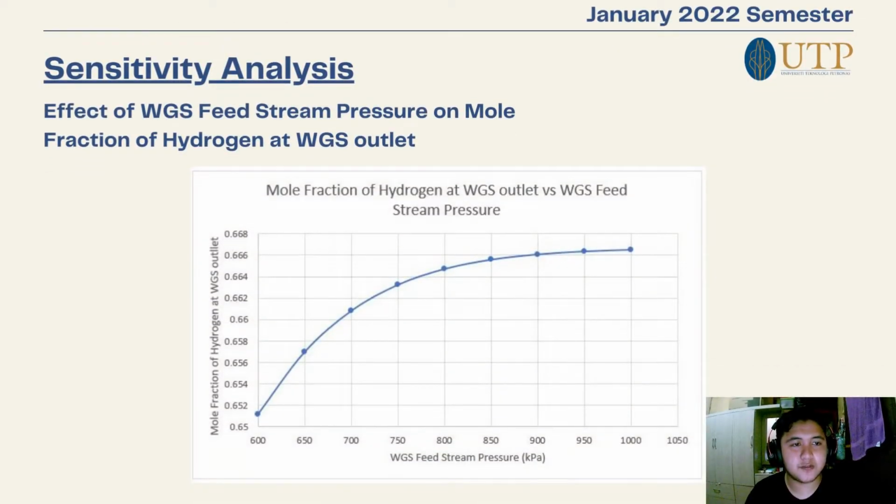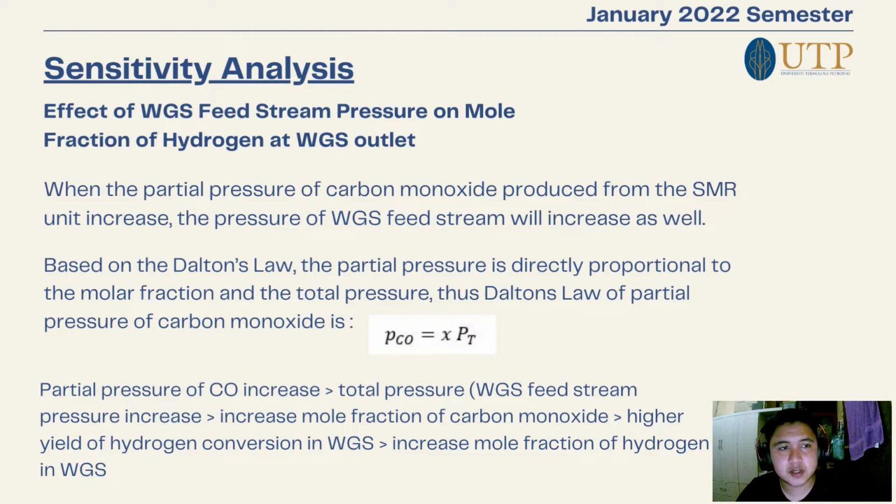For the effect of WGS feed stream pressure on the mole fraction of hydrogen at WGS outlet, the graph will be shown here. When the WGS feed stream pressure increases, the mole fraction of hydrogen at WGS outlet will increase as well. Based on Dalton's law, the partial pressure is directly proportional to the molar fraction and the total pressure. So here, when the partial pressure of the carbon monoxide produced from the SMR unit increases, the total pressure of the WGS feed stream will increase as well. This will increase the mole fraction of the carbon monoxide, which yields a higher conversion of hydrogen in WGS. So the mole fraction of hydrogen at WGS outlet will increase.